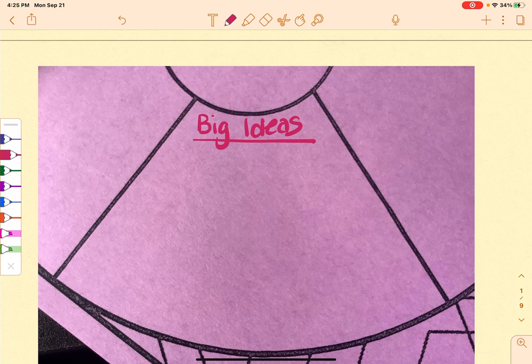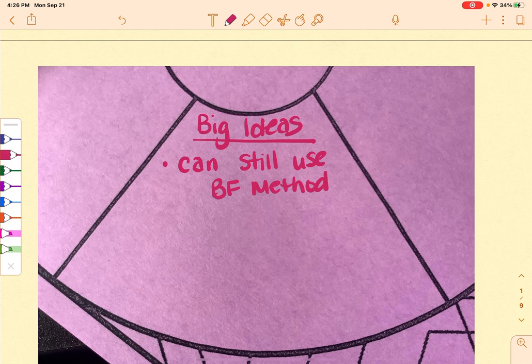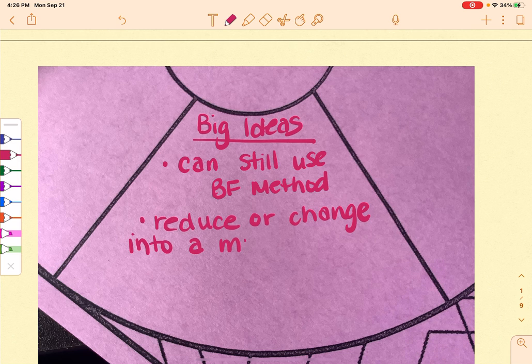So for the big ideas, there's a couple things that you need to be aware of. First of all, good news. We can still use the butterfly method. So butterfly method can be used for add and subtract, so thank the Lord we can keep using that. The other piece is we need to make sure that at the end we check to see if we can reduce or if we can change into a mixed number. And remember, that's if needed.